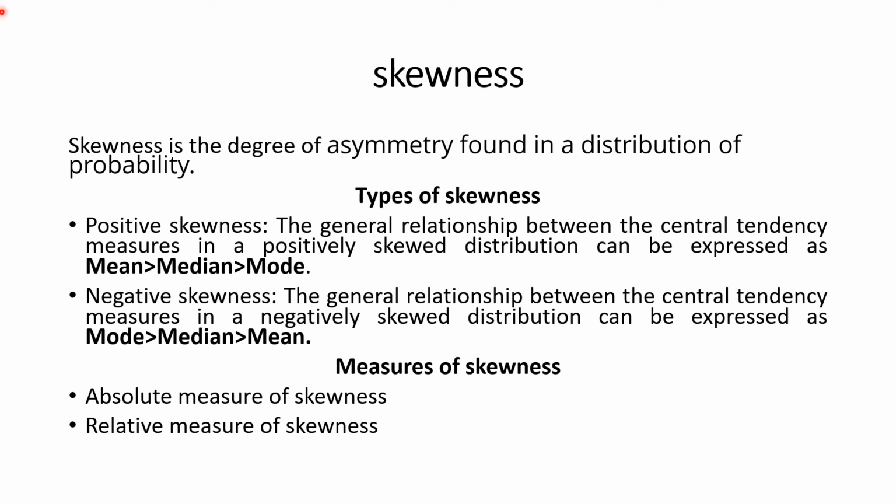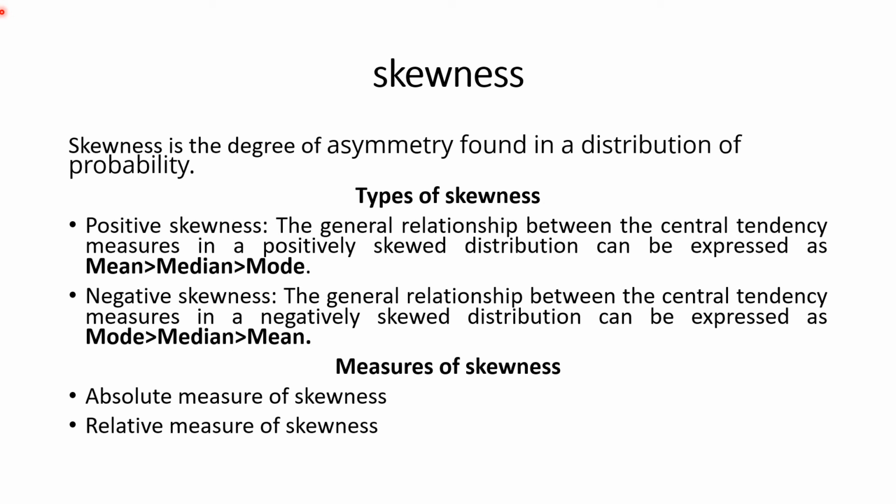We have two different measures of skewness, that is absolute measure of skewness and relative measure of skewness. Absolute measure of skewness can be calculated by mean minus mode, or else mean minus median, or when skewness is calculated on the basis of quartile, then the formula is Q3 plus Q1 minus 2Q2.